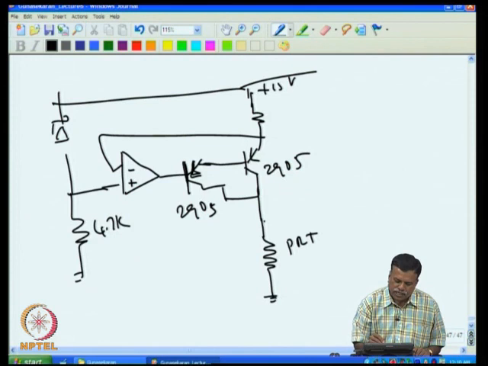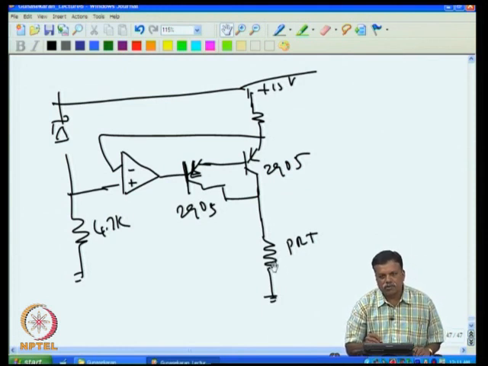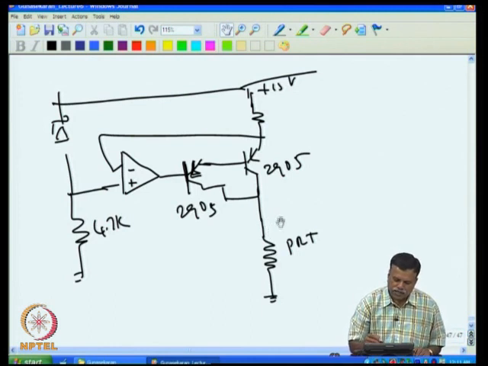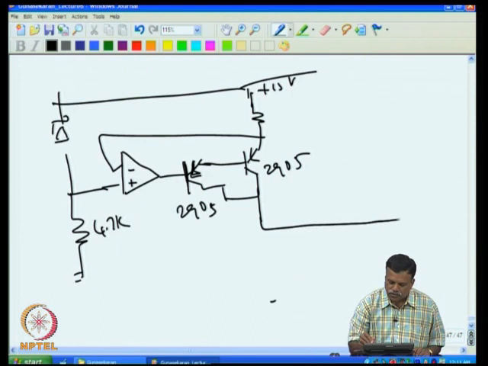Now the PRT normally has to be put inside an oven or somewhere the temperature is to be maintained, because we want to measure the temperature of the oven and maintain it at constant. So the PRT may have a long wire. In practical terms the PRT connection looks like this. We have a long wire that goes there and comes back.